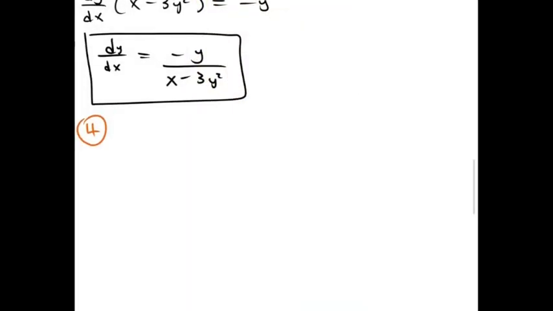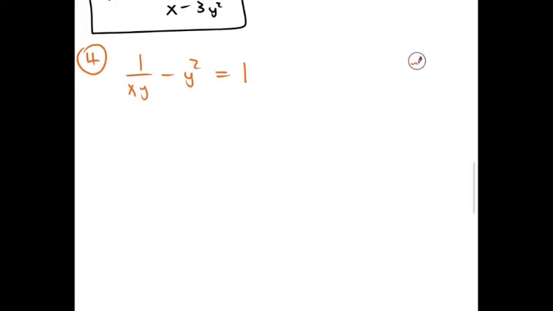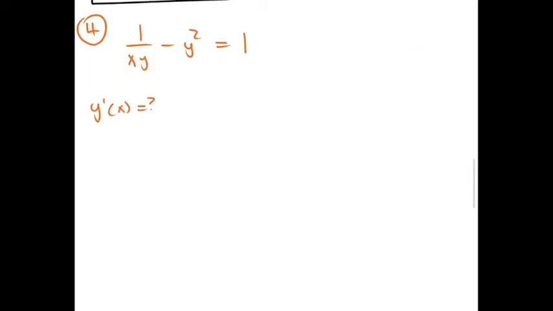Good luck. Is 1 over xy minus y squared equals 1. And we're going to find dy dx. We can say we're finding y prime, actually. It means the same thing.